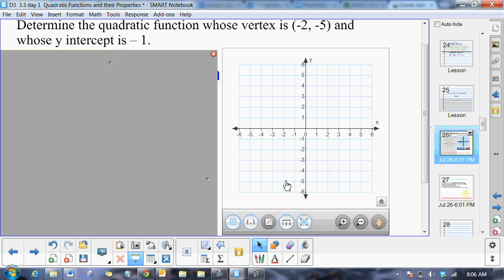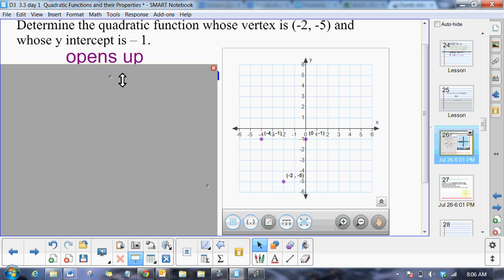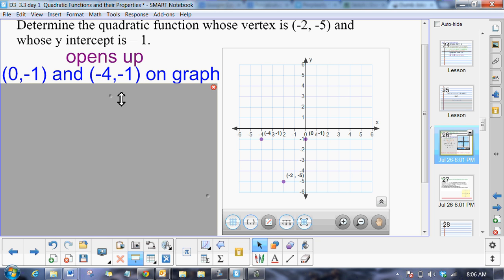Okay, so (-2, -5), I'm going to put a point there. I know the y-intercept is at -1, so here's another point. So we know it's going to be a graph, and we know that if the line of symmetry is like this, there's another point right here. Okay, so we know it opens up. We have the other point, (0, -1) is on the graph, and (-4, -1).